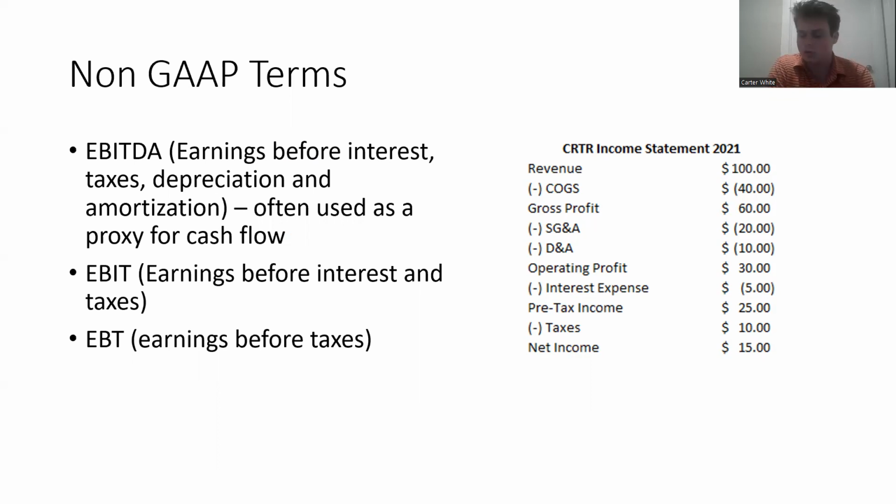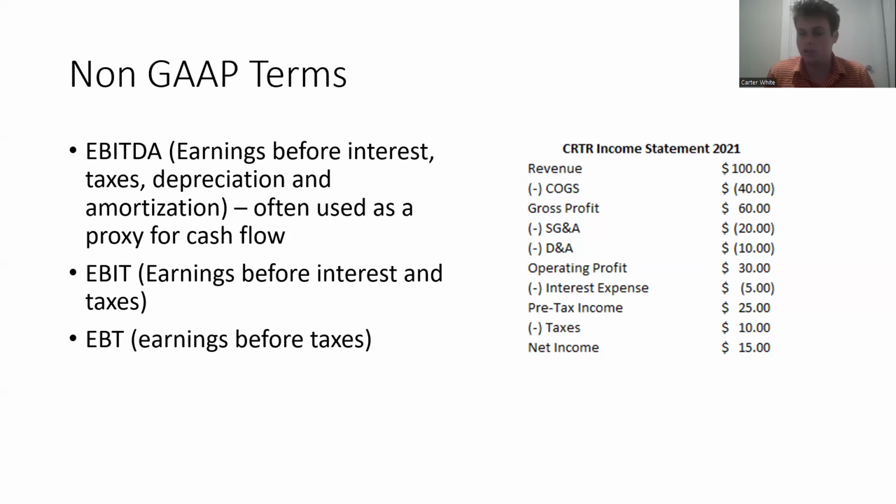Things like taxes are more related to the jurisdiction within which a company operates. Things like interest are more related to where a company gets its capital from, whether it's equity or debt, and then depreciation and amortization, of course, are non-cash. So those are the reasons why people would argue that it's better to use EBITDA than earnings, which is net income, as a way to look at how a company is doing operationally.